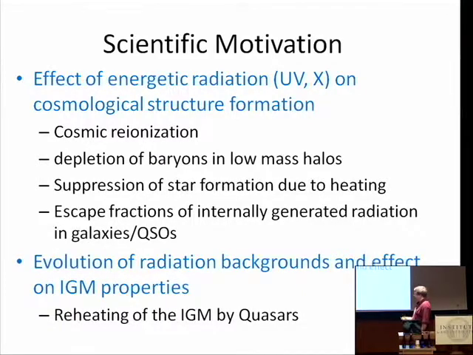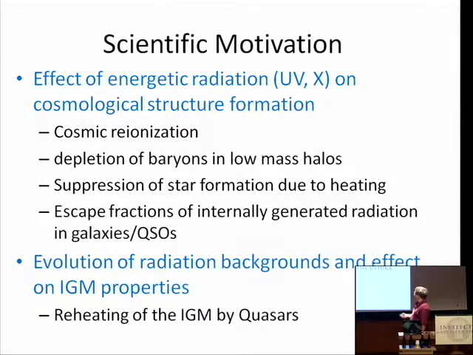Alternatively, if we think about a galaxy forming, it is, in fact, the source of the radiation that ionizes the intergalactic medium. How much of that radiation actually gets out, that's called the escape fraction. We'd like to calculate that. Likewise, radiation from AGN and quasars.